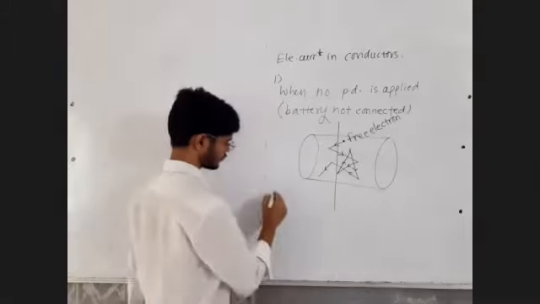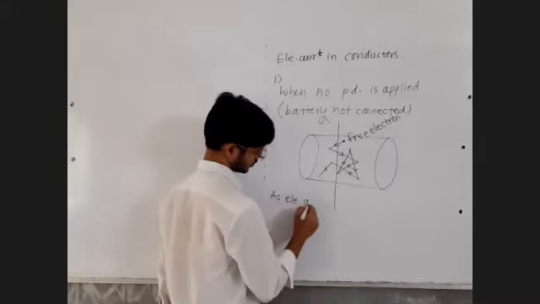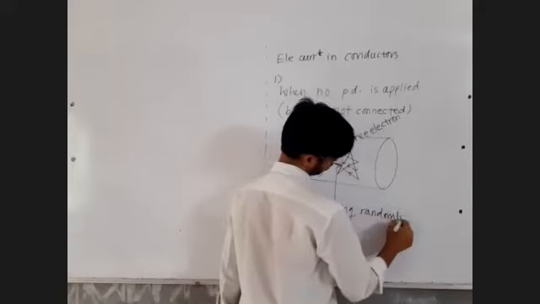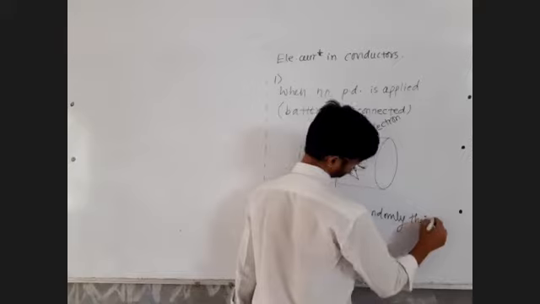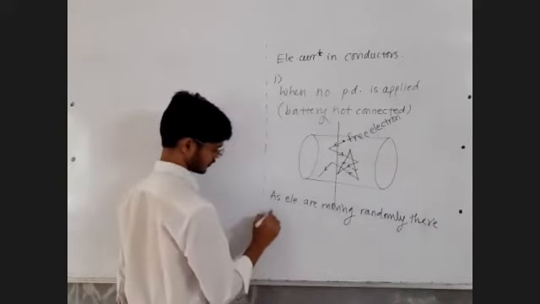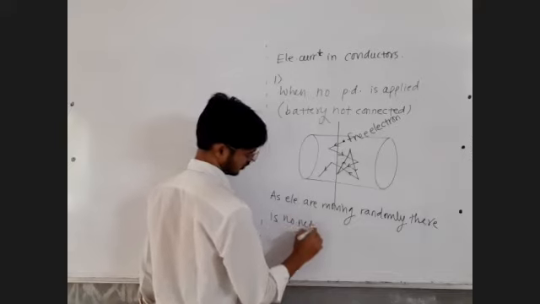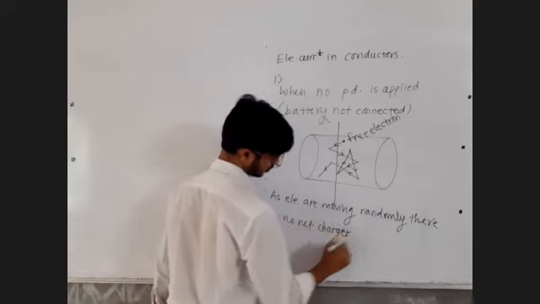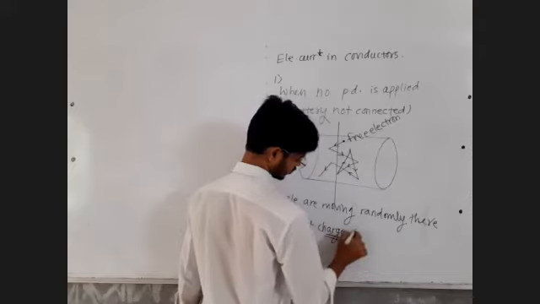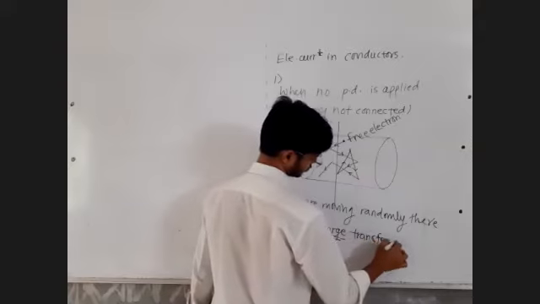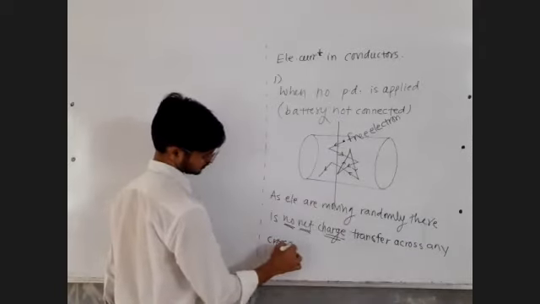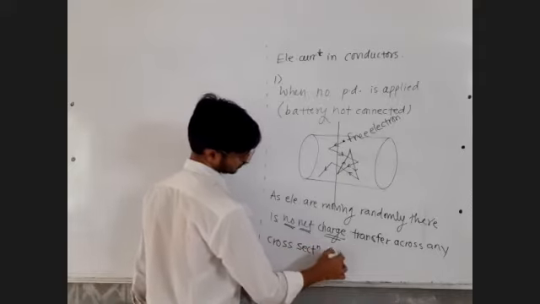Write down: as electrons are moving randomly, there is no net charge transfer across any cross section of the conductor.